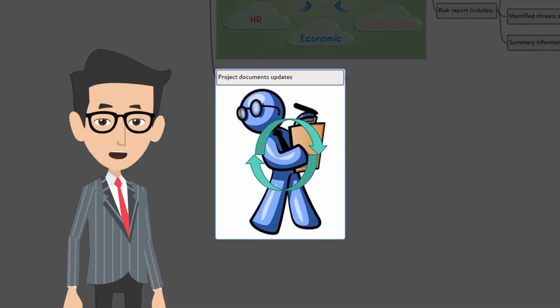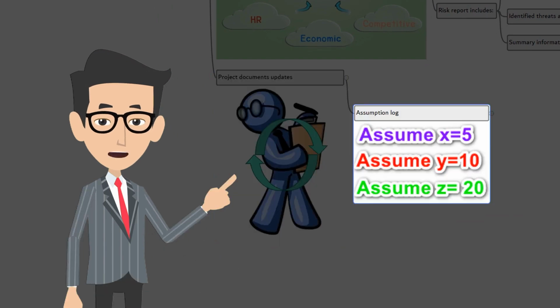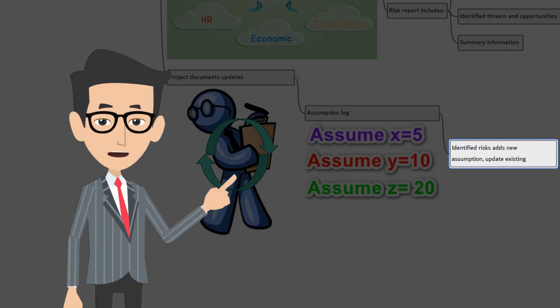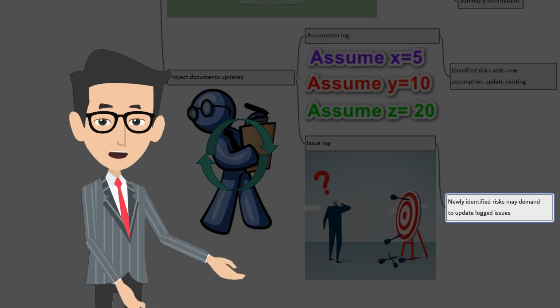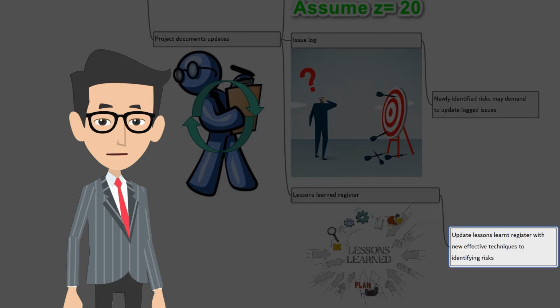The next one is project documents updates. There are 3 project documents that are updated. Assumption log. Identified risks may demand to update the existing assumptions, adding new assumptions. Issue log. The issue log should be updated to capture any new issues uncovered or changes in the currently logged issues. Lessons learned register. The lessons learned register can be updated with the information on techniques that were effective in identifying the risks. This will help to improve performance in later phases or in other projects.